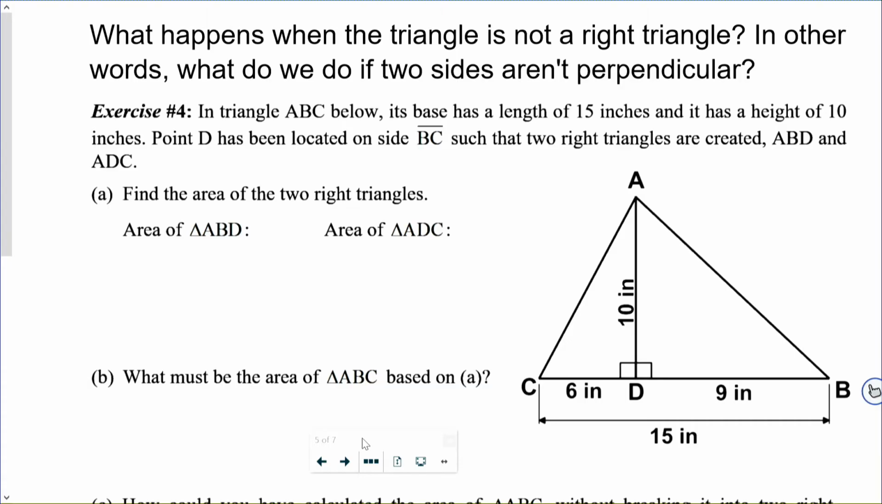In triangle ABC, its base has a length of 15 inches and it has a height of 10 inches. Point D has been located on side BC such that two right triangles are created, ABD and ADC. Letter A, find the area of the two right triangles.